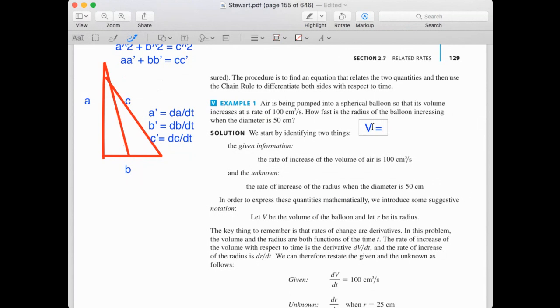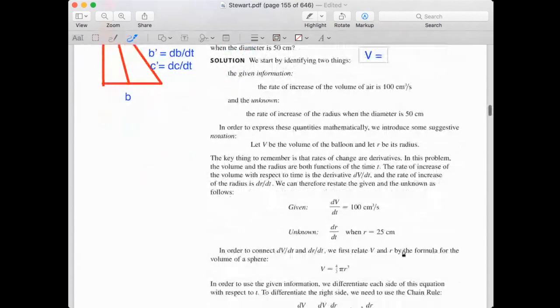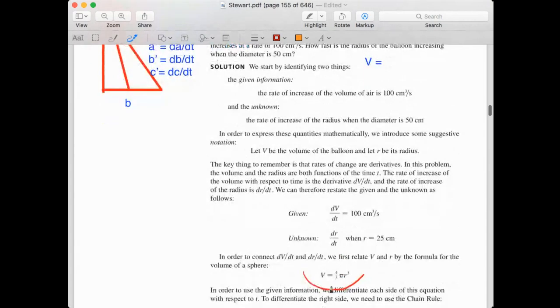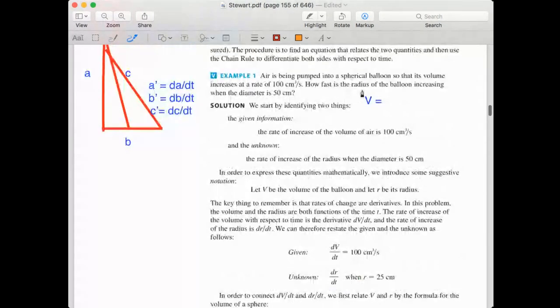How do we find the volume for a balloon? If you remember, that's 4/3 pi r cubed, right? Right here. So the formula for the volume of a sphere is 4/3 pi r cubed. So you can think of V as a function of r here, because pi is just a number. Yes, sphere formula. So we know that. So we have this formula.